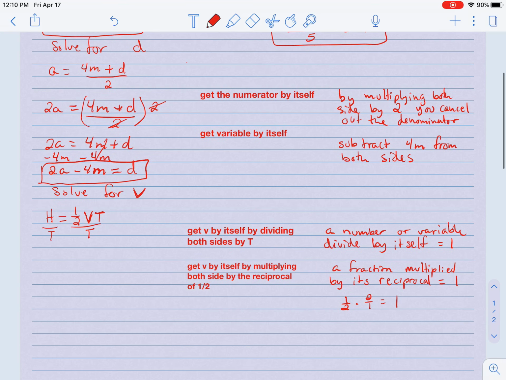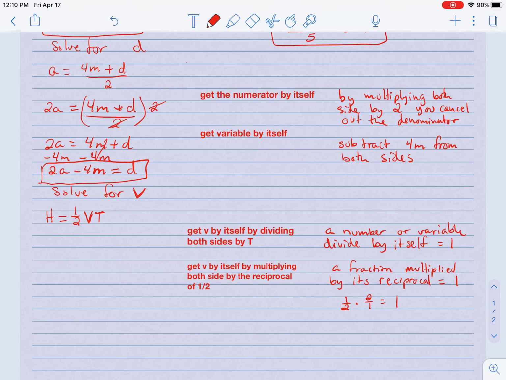Okay, last one we're going to look at here. We've got h. Oops, I'm already showing steps to solve. Okay, h equals 1/2 vt, or 1/2 times v times t, and we want to solve for v. So this is multiplication, so now we can't add or subtract. We have to undo multiplication. So we'll do it one at a time, or you could do it both at a time, but I'll break it down to each step.